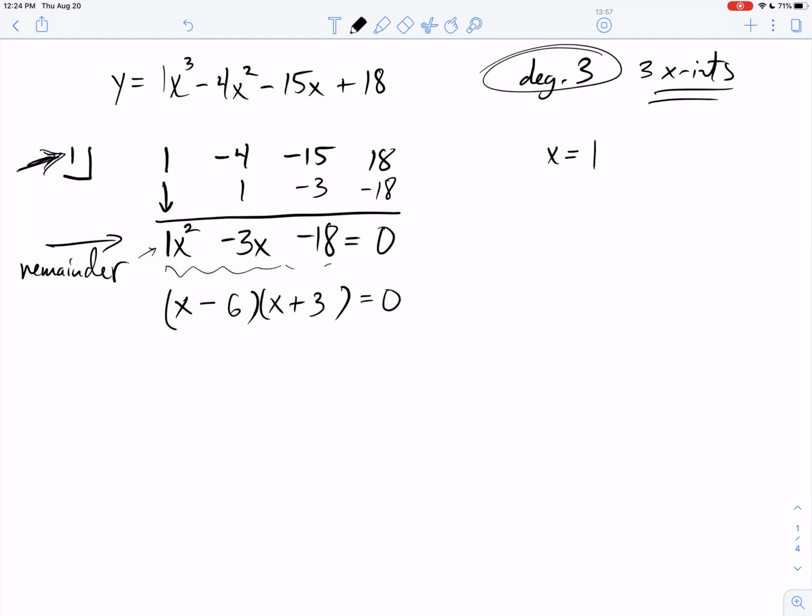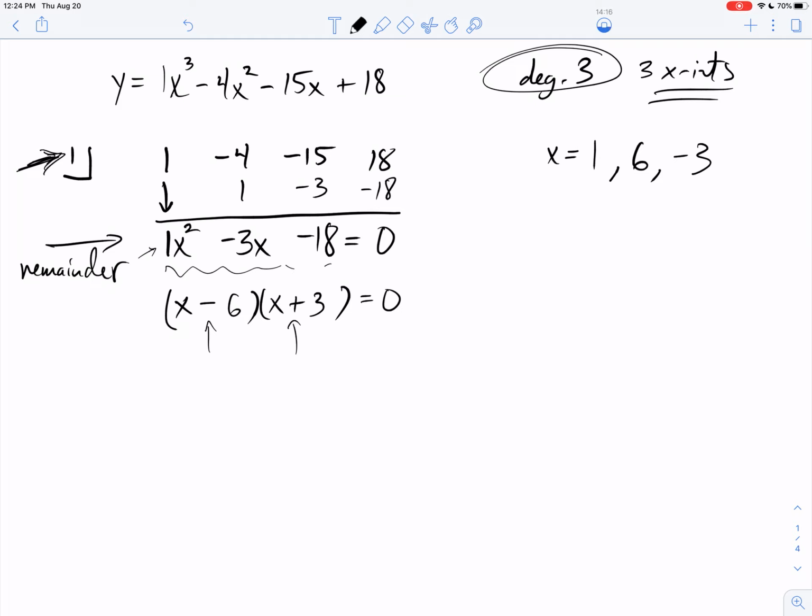Cha-ching. Set it equal to 0 in your mind. Remember, whenever you see something parenthetical in math, it means the opposite is going to be the dude you want. So that's a 6. And then set it equal to 0 in your mind. The opposite of that is going to be that. I have 3 x-intercepts. Yay.